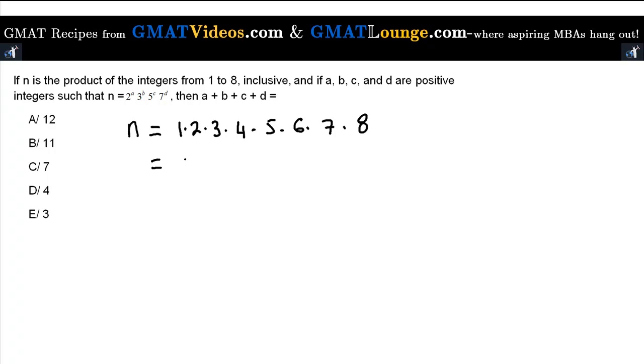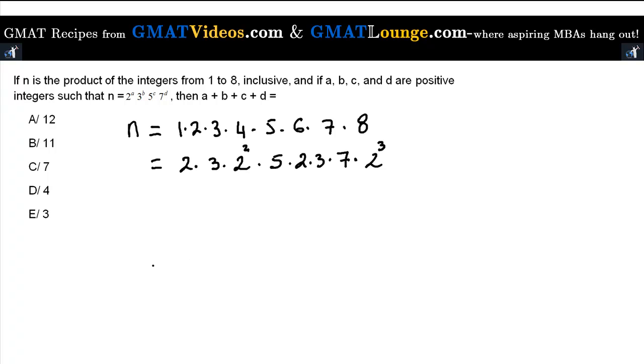Okay, so we're going to start with 2 and then 3. Now 4 is 2 squared. Remember, whatever here is not a prime integer, we're going to break that number down into primes. So 4 should give us 2 squared. Then 5 is a prime number. 6 is 2 times 3. 7 is a prime number, and finally 8 is 2 cubed.